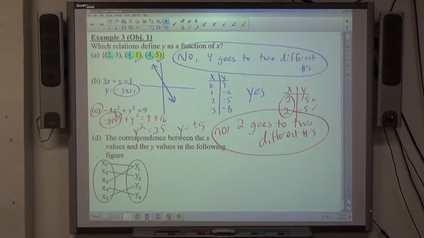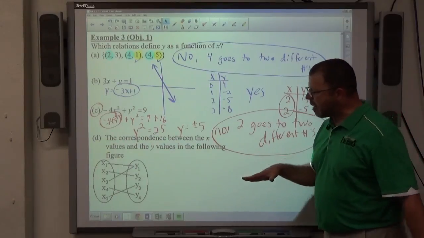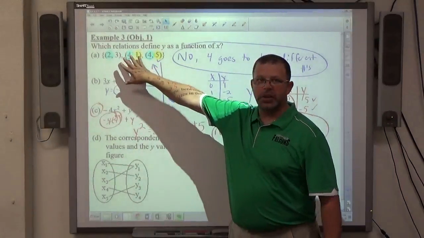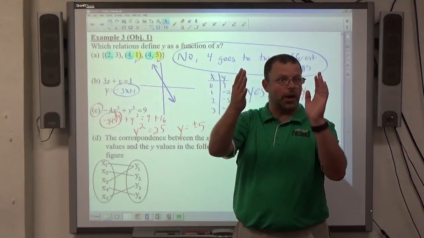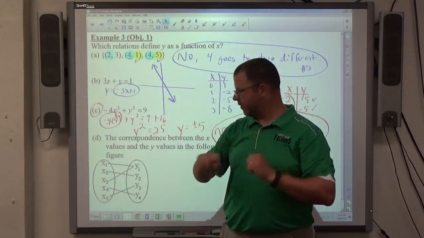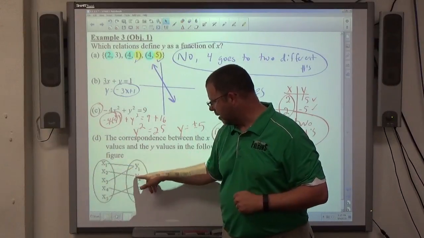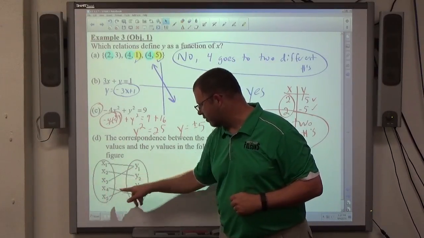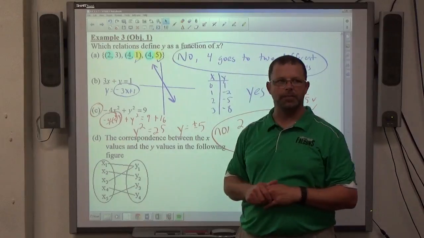Alright, finally, the correspondence between the x values and the y values of the following figure. Alright, this is a mapping. It's a way of doing ordered pairs that doesn't show up as ordered pairs. Instead of x, y ordered pairs, this x goes with this y. So x1, y1 is an ordered pair for this. x2, comma y2, x3, comma y1, x4, comma y4, x5, comma y3.